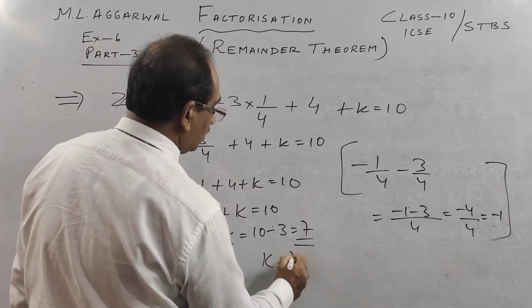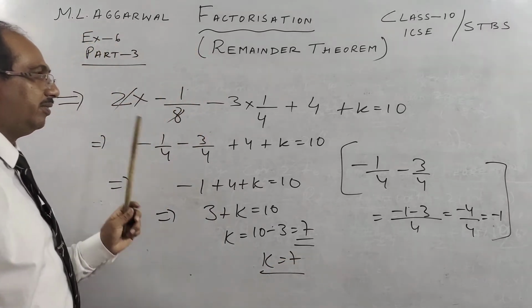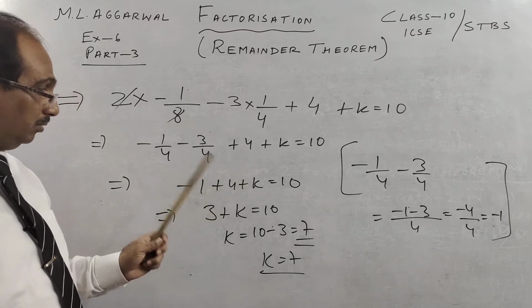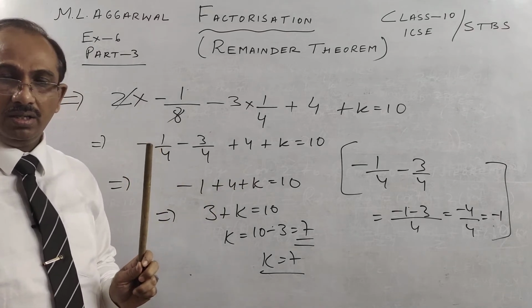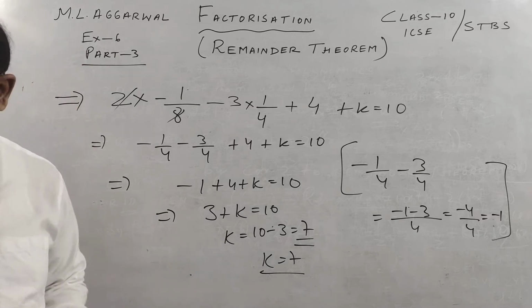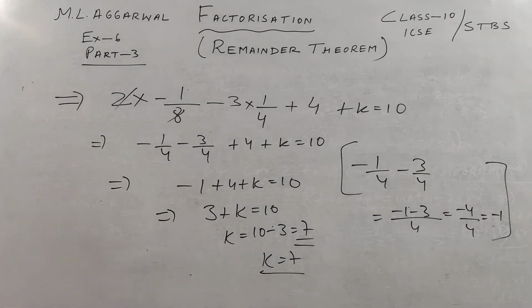So k is 7. So when you add 7 to that cubic equation and divide it by 2x plus 1, you will get remainder as 10. So this was our year 2020 very latest question.